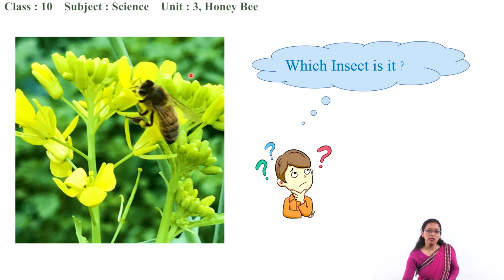Okay, can you see this picture? See how this boy is thinking? He is thinking, which insect is this? Or how this insect is taking something from the flower. Can you identify this insect? Yes, it is a honeybee. Today we discuss this honeybee in detail, about its structure, where it lives, all those things we discuss in our class.